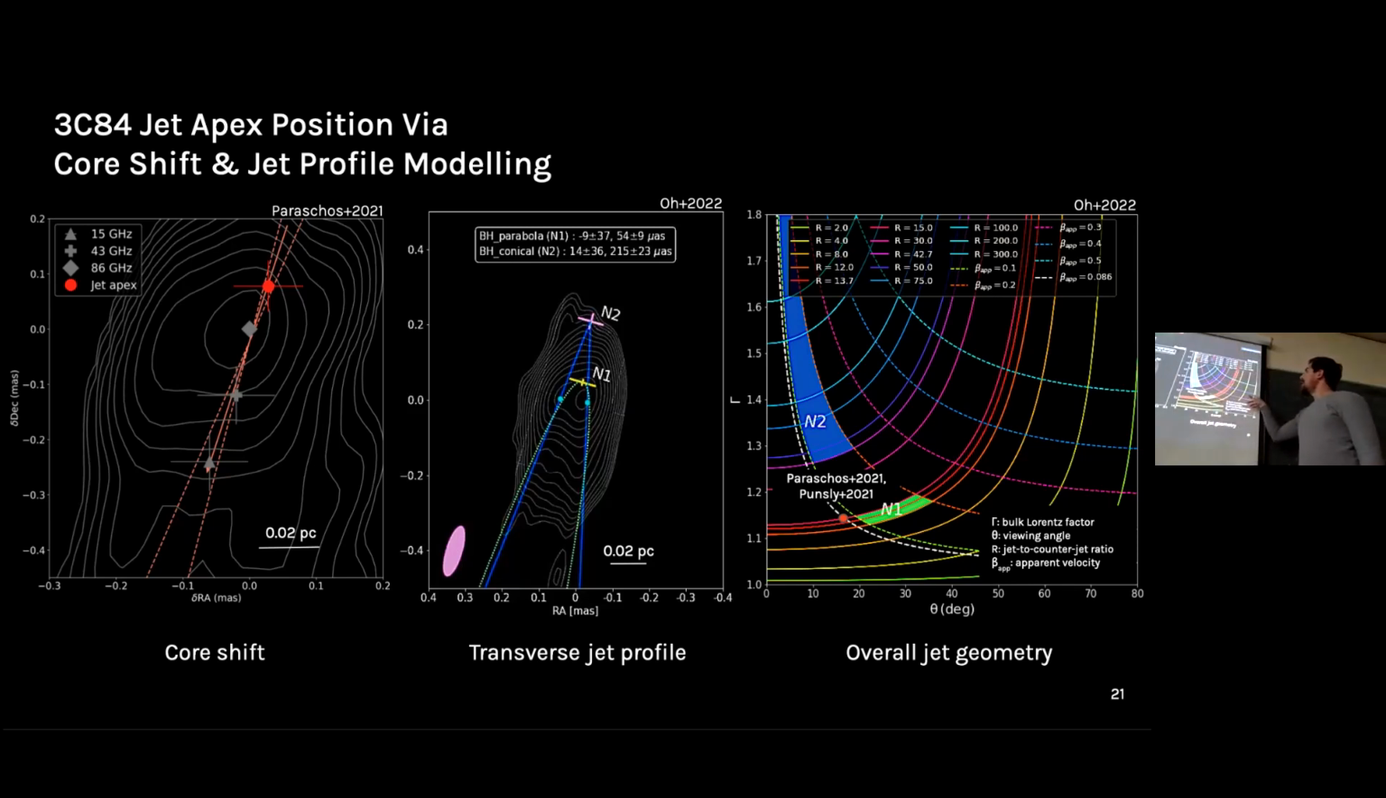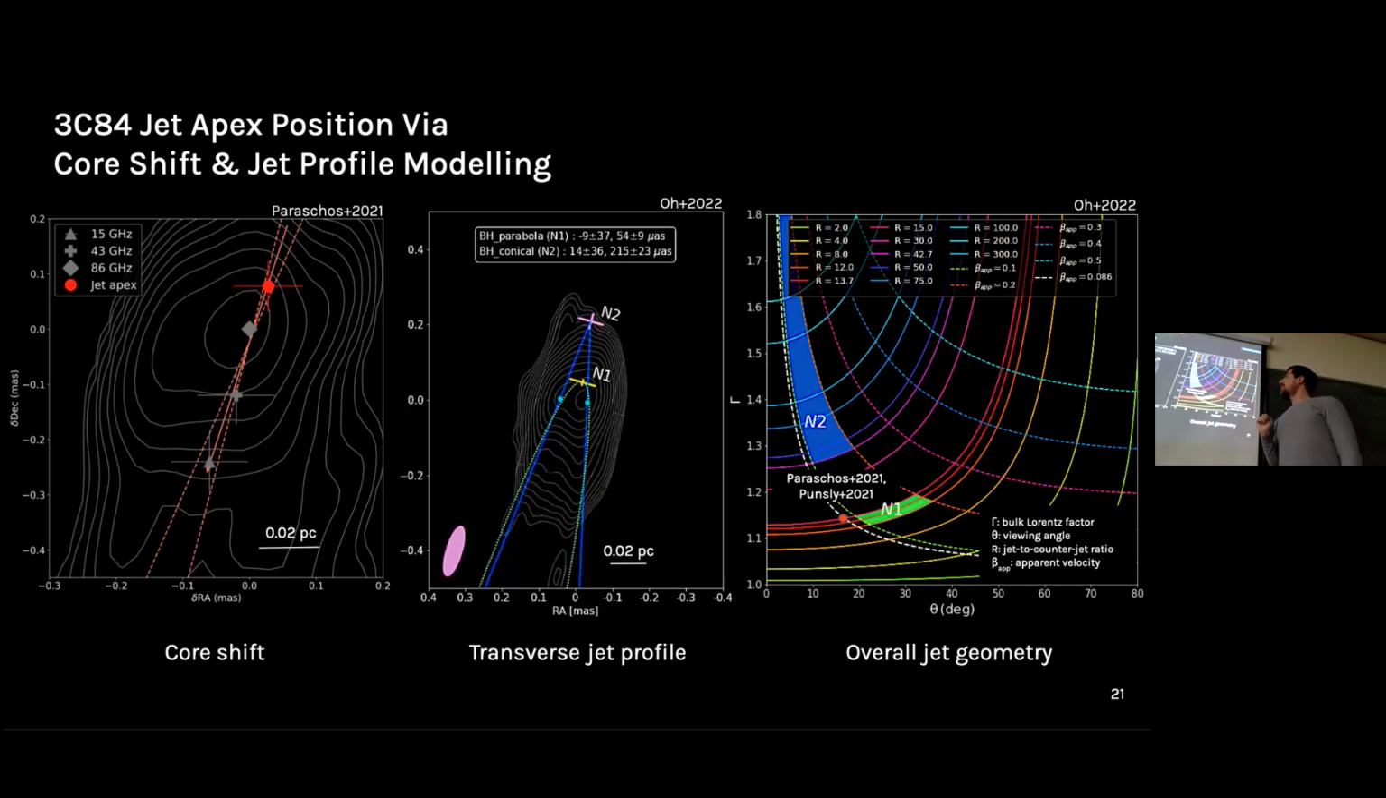And we also have the dotted lines, which correspond to the apparent speed of the components. This we get from the literature. As you can see, these lines cross each other, the dotted lines and the continuous lines. And we get the two positions, N1 is again the parabola, and N2 is the apex of the cone. These are the two shaded regions.